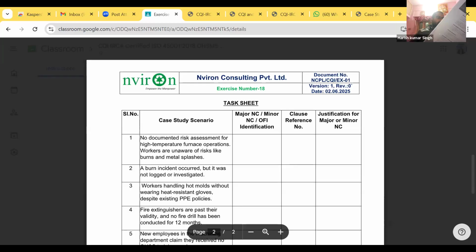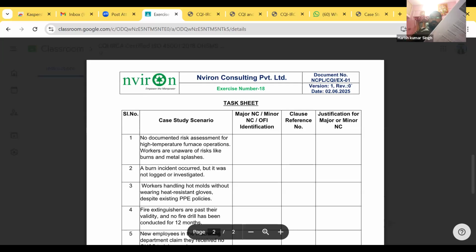Sir, it's in 6.1.2.1, subclause B. Read it. In routine and non-routine activities and situations, including hazards arising from infrastructure, equipment, materials, substances, and the physical condition of the workplace. Very good. This part explains this one.